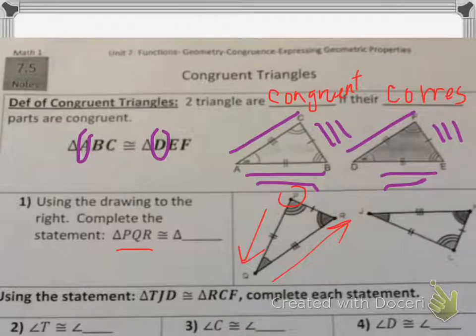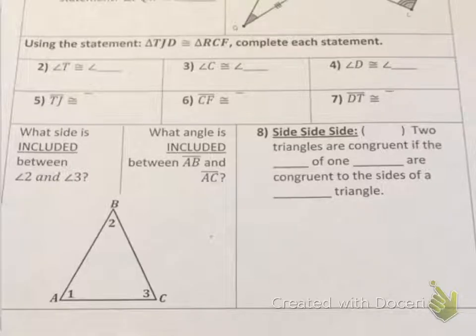So P has 3 markings in the corner, so I have to start with the triangle that has the corner that has 3 markings in the corner, so L. Then I have to travel along the side that has 2 markings to the side that has 1 marking. So my next letter is J, and then my last letter can be that K. So we have to write those letters in the same order of their congruency in order for them to be congruent triangles.